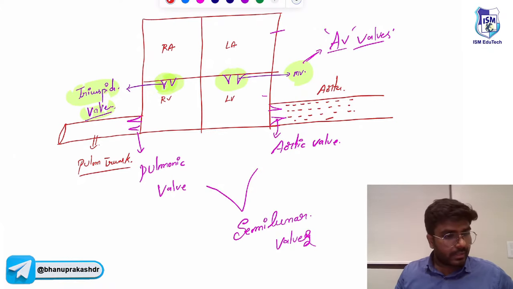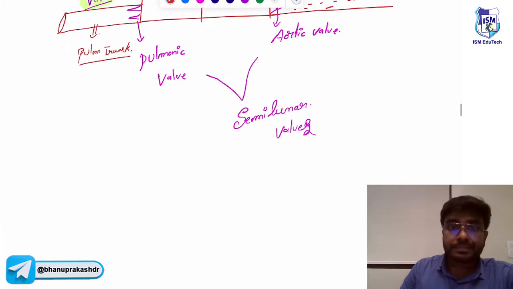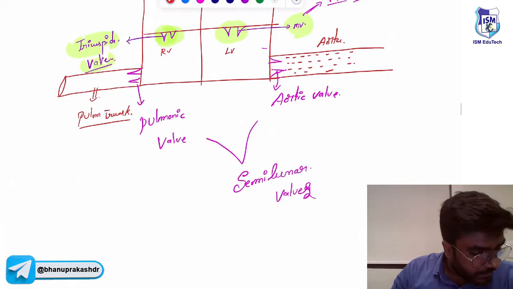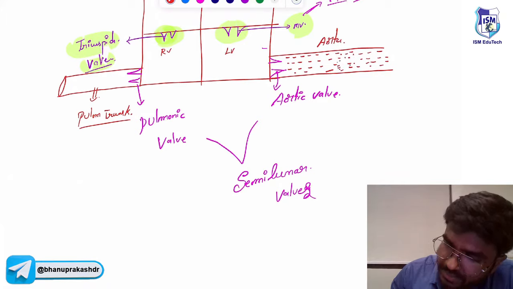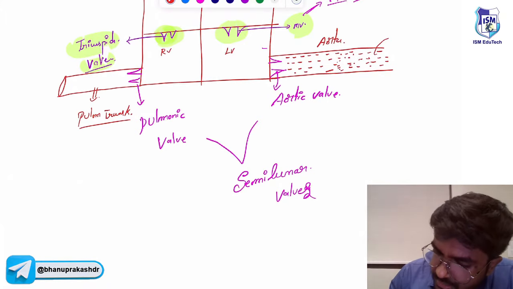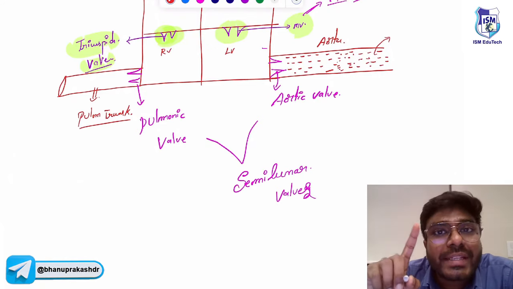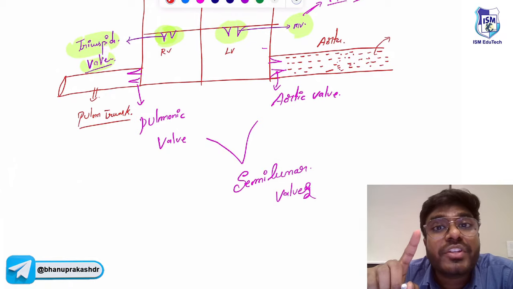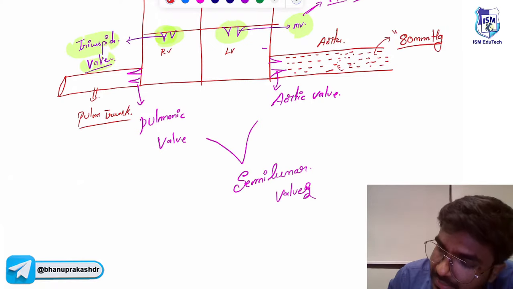Okay, done. So, look, here the aorta, sir. In the aorta, there is blood present. Now, this blood is having some pressure. When the heart is not contracting, do you know what is the pressure in the aorta? The pressure here in the aorta is 80 mmHg, sir.